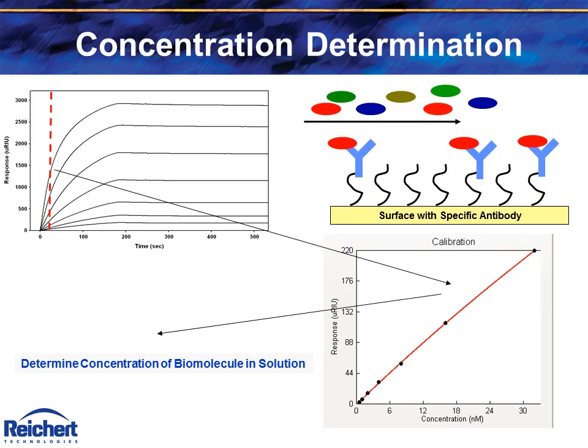SPR can also be used for concentration determination. This is quite easy if an antibody exists for the biomolecule that is being measured. The antibody is immobilized and a range of known standards are injected. The initial 10 to 20 second response is normally fairly linear. This produces a straight line when a response point at 20 seconds is plotted versus concentration.